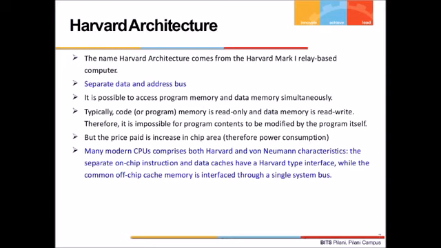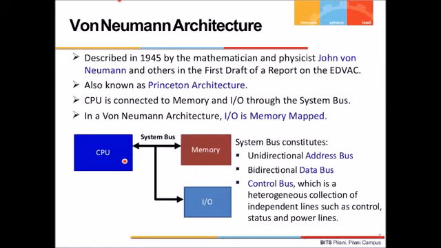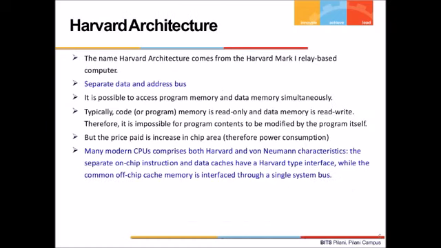So we talked about von Neumann architecture. Then what is Harvard architecture? We talked about CPU, memory, and I/O. Then what else is there? Why is there something called Harvard architecture? The Harvard architecture started with Harvard Mark, which were relay-based computers. Here the data and address buses are separate.